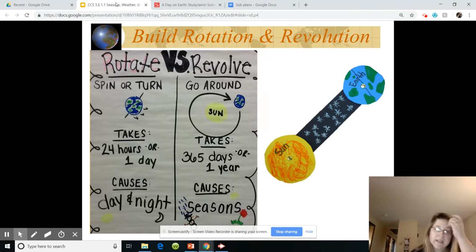And remember, I kept saying it's rotate and then revolve. So look here, rotate is to spin or to turn. It takes 24 hours or 1 day to rotate around one thing, which causes the night and the day. However, while it's rotating, it's also revolving, which means it's going around the sun. And that takes 365 days or 1 year. And it causes your seasons.